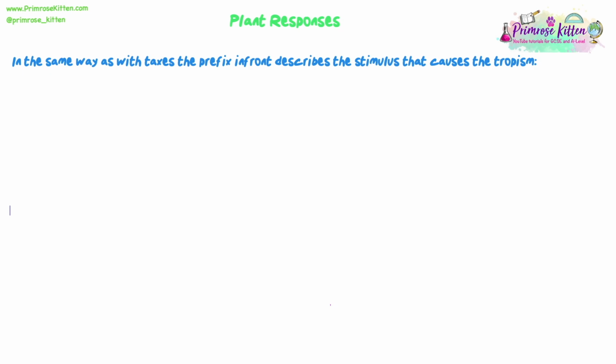Okay, so in the same way with taxis, the prefix in front of the tropism describes the stimulus that causes it. And again, remember, we can have positive and negative tropisms describing the movement towards or away. So we're going to have a look at 4 examples of plant tropisms. Again, most of these it would be good to learn because you are going to be given these as examples. There aren't many tropic responses in plants, so the more you can learn, the better you'll be able to identify them and then justify them.